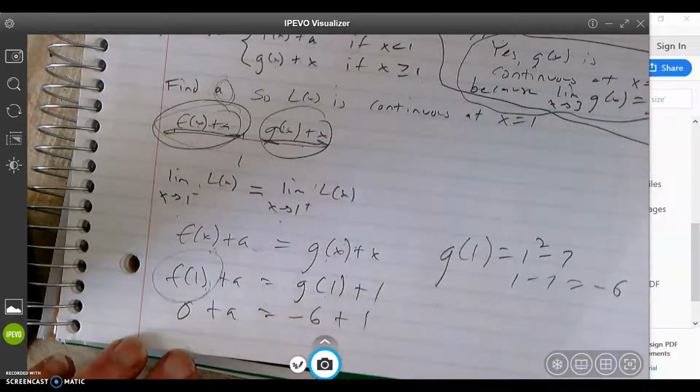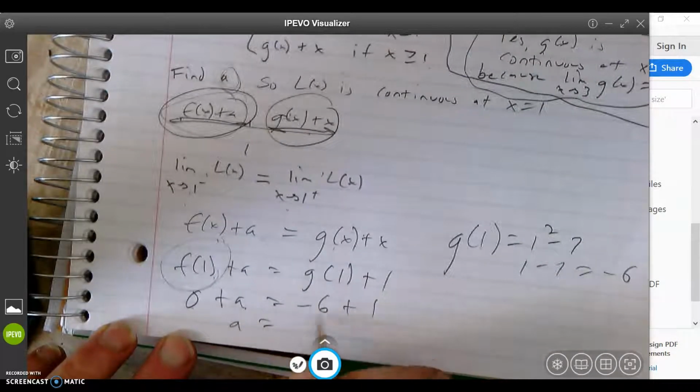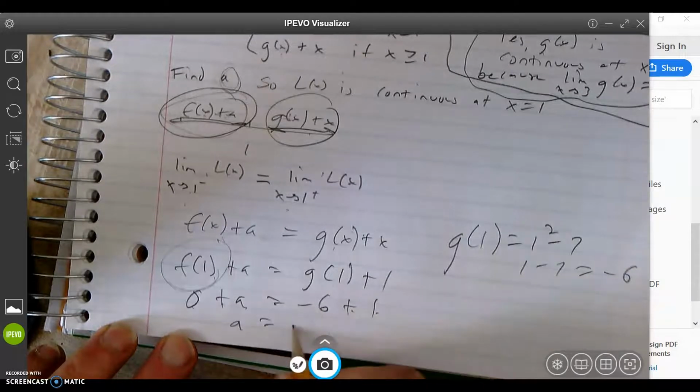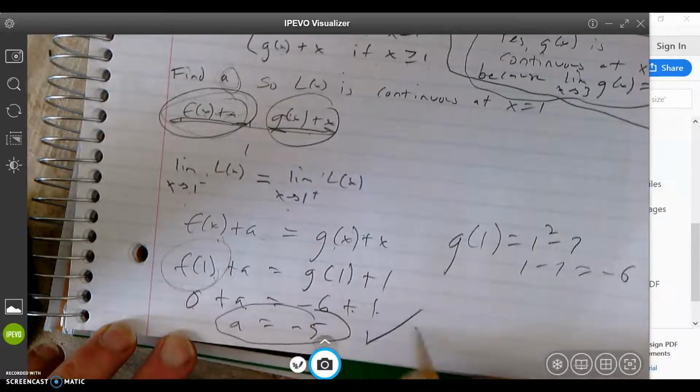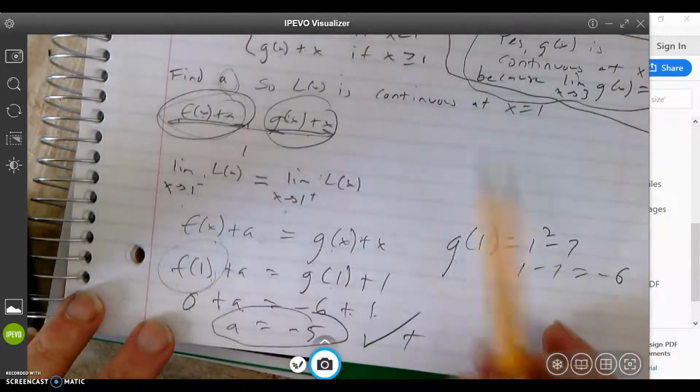Cool? All right, let's keep it going. So 0 plus a is just a. Negative 6 plus 1 is negative 5. There we go. Check.